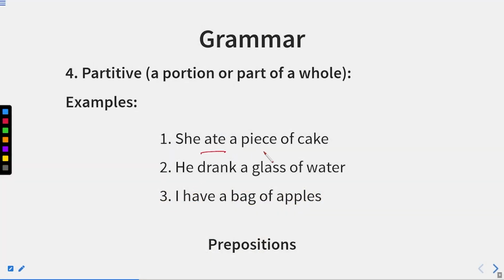Here she ate a piece of cake. Now a piece of cake, this is the partitive. He drank what? A glass of water. So a glass of water. So this is partitive. Water is partitive. I have a bag of apples. So of course, a bag of apples. This is showing the part. It is a bag full of apples that contains many apples. So here, this is known as partitive. Now let us move ahead.